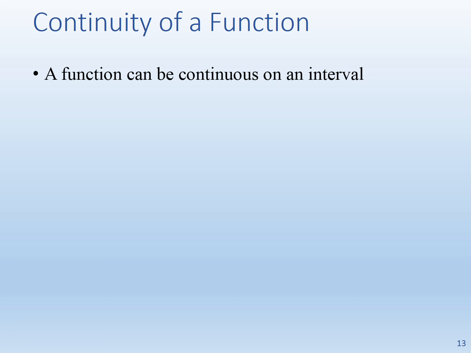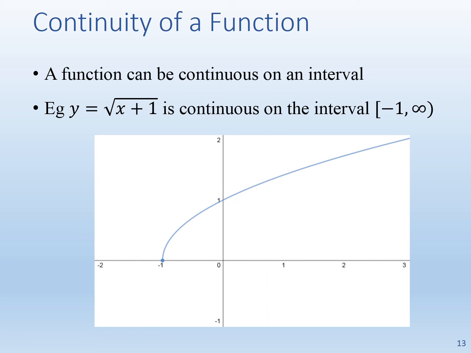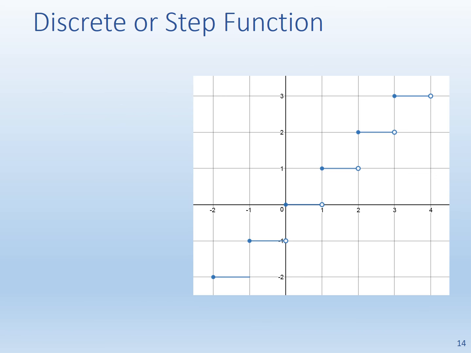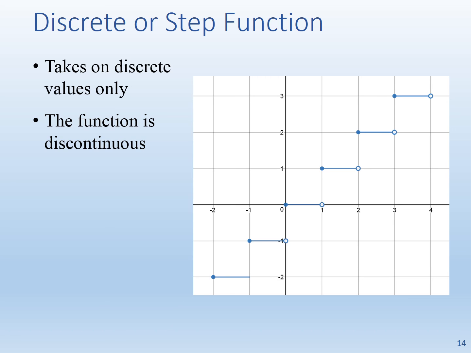So a function can be continuous over an interval. For example, y equals the square root of x plus 1 is continuous in that interval from minus 1 through to infinity. There are no breaks in that interval. A discrete function can take on only discrete values. In this example here, our y has only whole number values, -2, -1, 0, 1, 2, and 3. And you can see where the name step function comes from. That function, of course, is discontinuous.